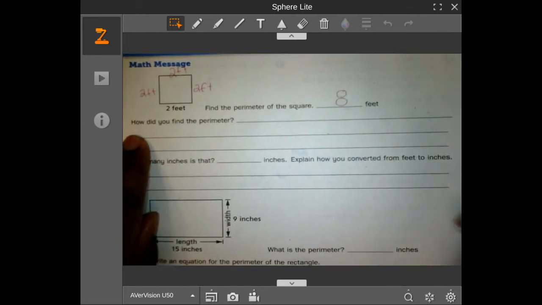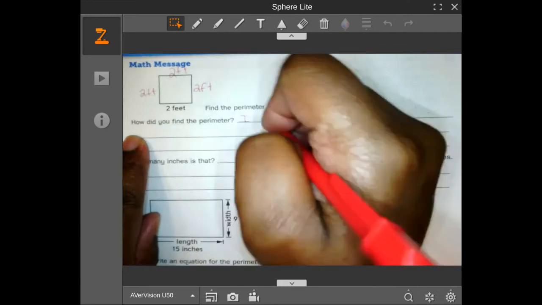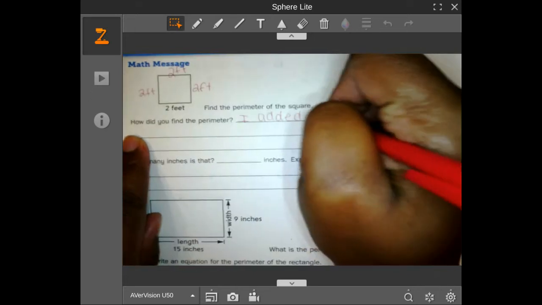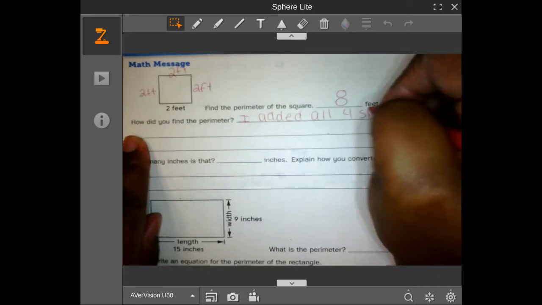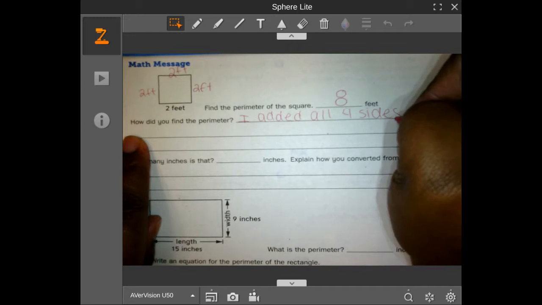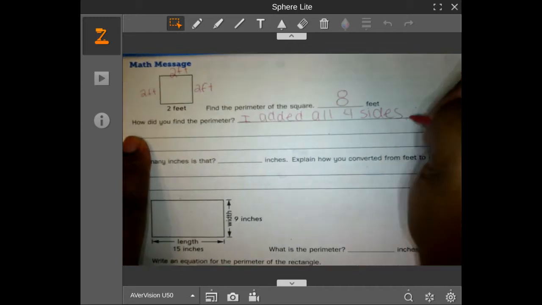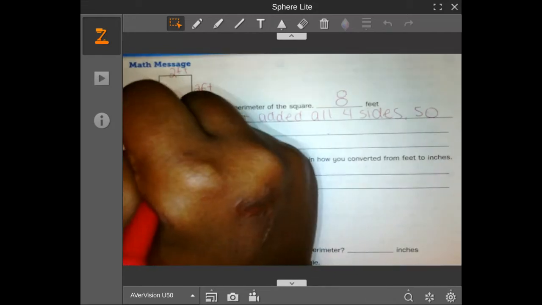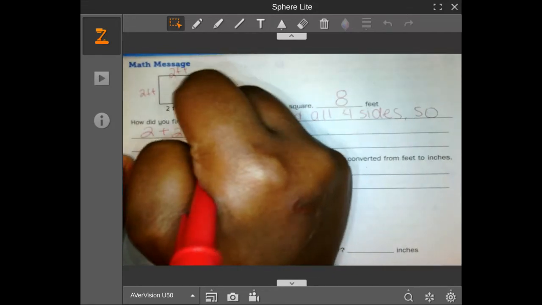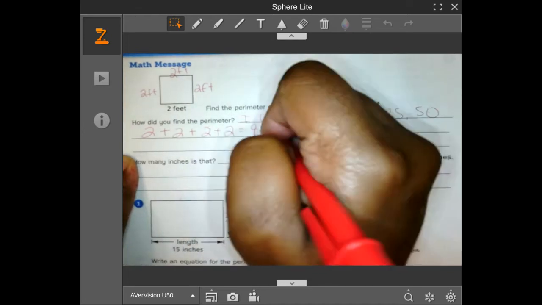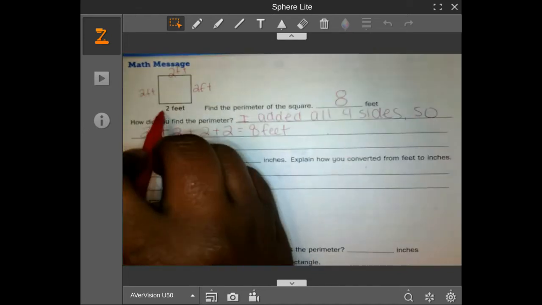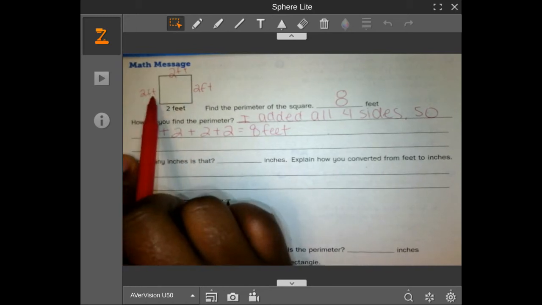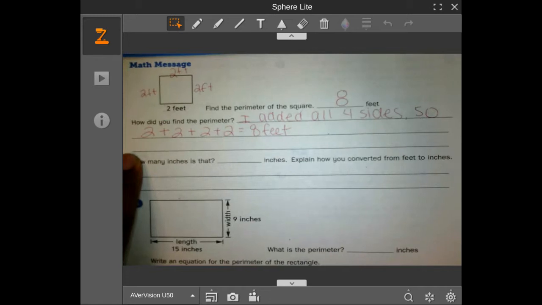You probably added. So you're going to write, I added all 4 sides. And I want you to show me in your explanation what you did. So 2 plus 2 plus 2 plus 2 equals 8 feet.